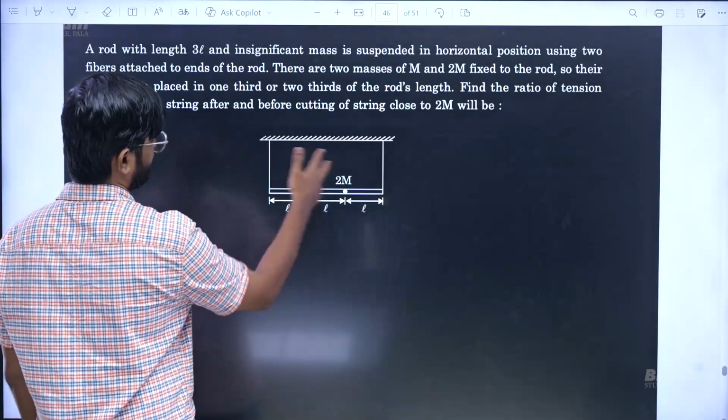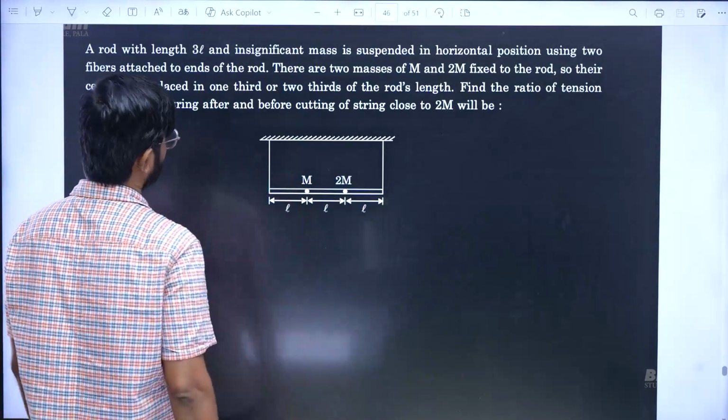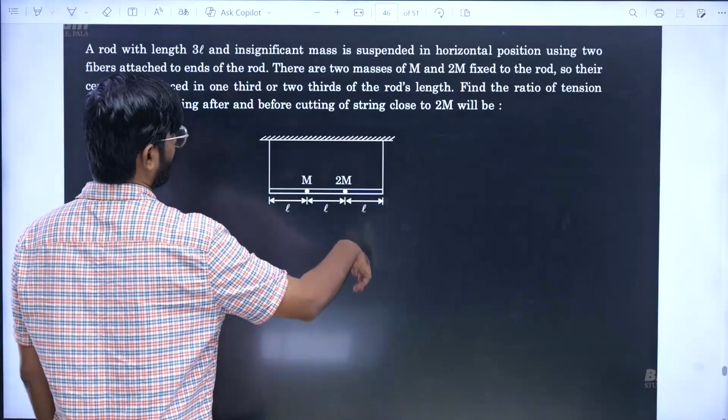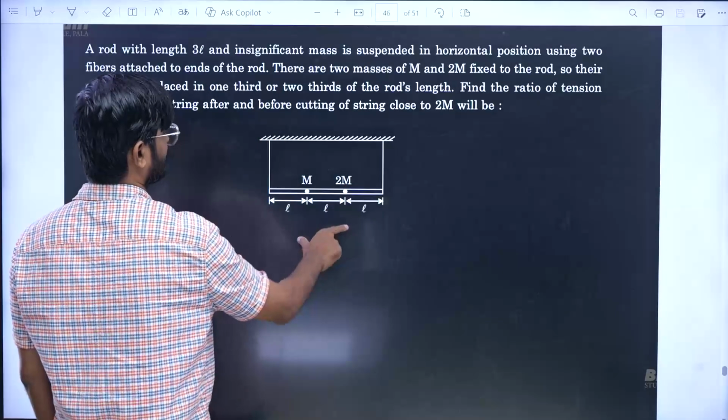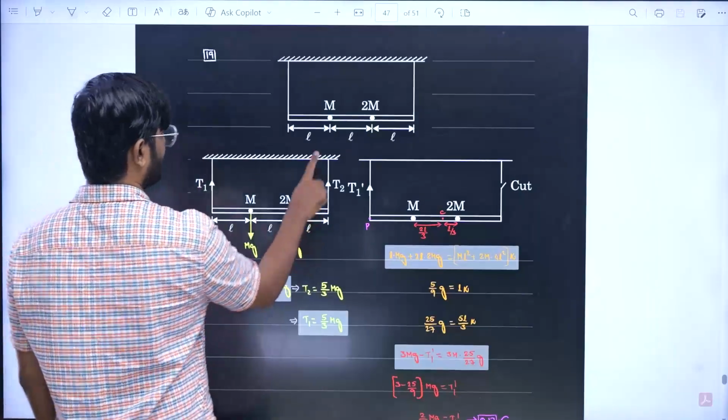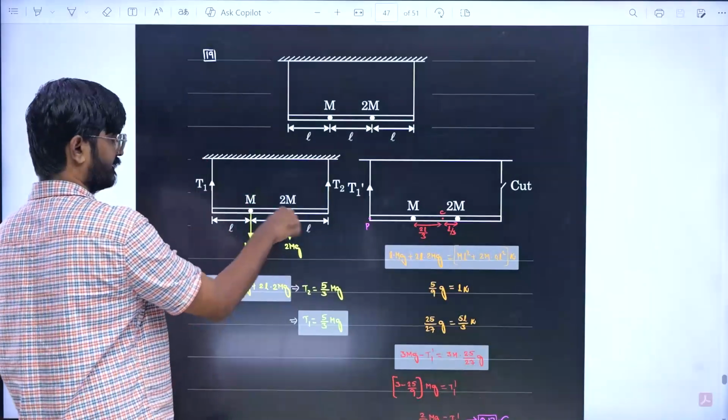The uncut string is the one they are keeping, and the other they are cutting. So they were asking what is the ratio of tensions in this string before and after cutting the string, which is close to 2m. So before cutting the string, there will be one tension, there will be one tension. This summation should be balancing 3mg.